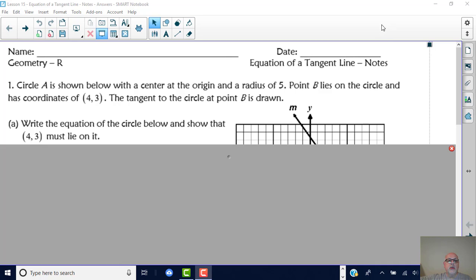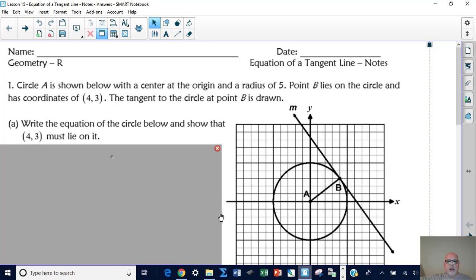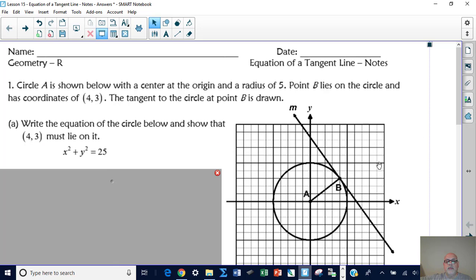Okay, so I have this circle here. You see it graphed. So first of all, let's write the equation of this circle. The center is at the origin, so we know it's going to start x squared plus y squared. And if we count the boxes from the center to the right, up, left, and down, it's 5. So the radius is 5. So the equation of the circle is x squared plus y squared equals 25.